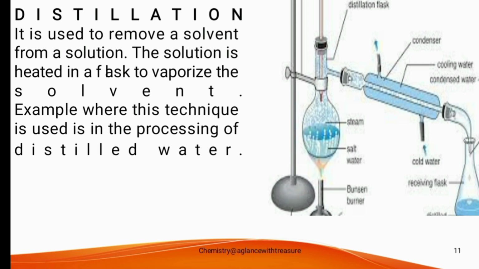The next is distillation. It is used to remove a solvent from a solution. The solution is heated in a flask to vaporize the solvent. An example where this technique is used is in the processing of distilled water, which is commonly used in lab preparation, especially during titration, to avoid getting results that have errors. Looking at the diagram, we have a distillation flask with a condenser, Bunsen burner, retort stand, and receiving flask. All this makes up the distillation materials.